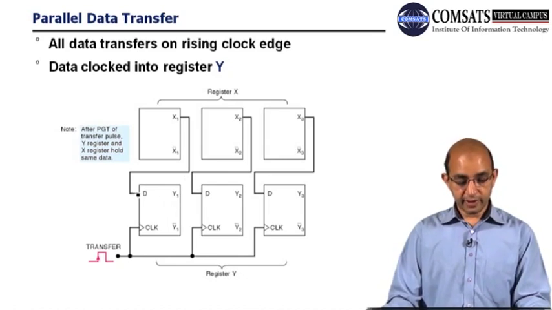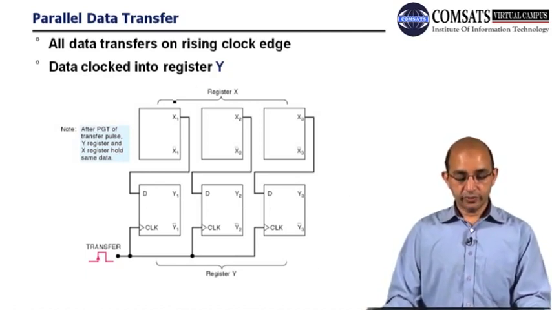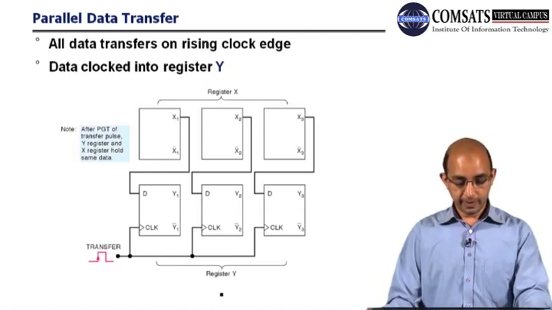You can see that we have the D, that is the D, and that is also D. Again, X3 is connected with D, and data will be loaded on the arrival of the clock into register Y. Whenever we have the active clock edge, X1, X2, and X3 will be loaded into Y1, Y2, and Y3 respectively. In another sense, the data from register X will be stored into register Y.